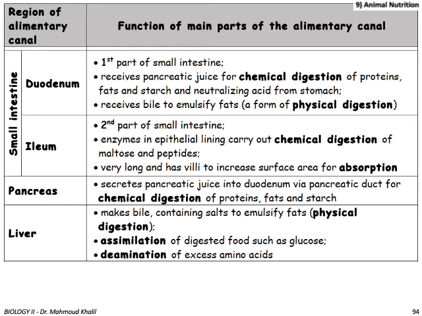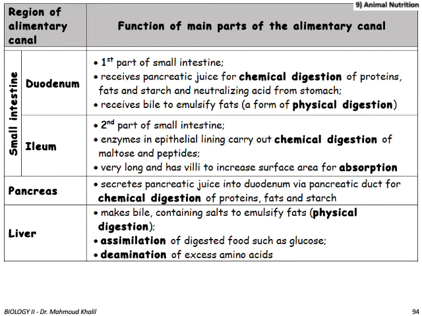The pancreas, it's a mixed gland, secretes pancreatic juice into the duodenum via the pancreatic duct for chemical digestion as well of proteins, fats, and starch. The liver makes bile, which contains salts to emulsify fats, and it's another mode of digestion, physical digestion.